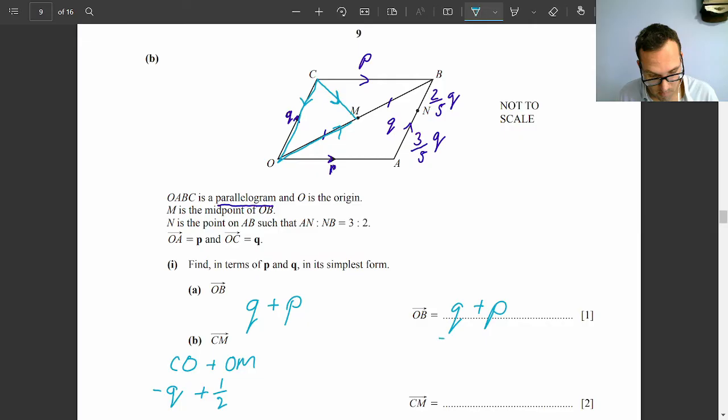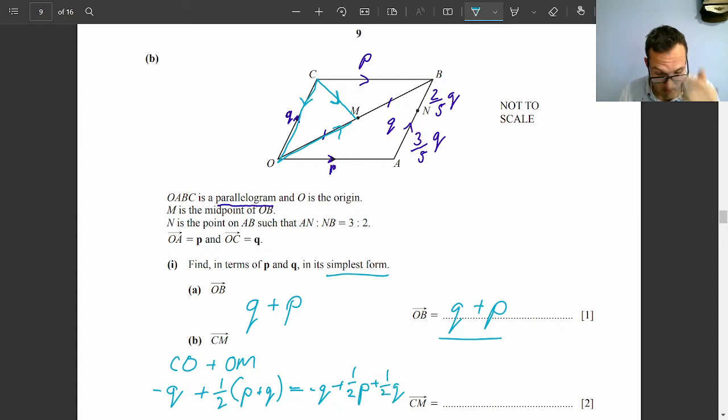which we worked out before in the previous question, so it's a half Q plus P or P plus Q, to keep it alphabetically, doesn't matter, right? In the simplest form means we need to simplify that, so that gives us a half Q plus a half P plus a half Q. Okay, final answer here, half P stays a half P.